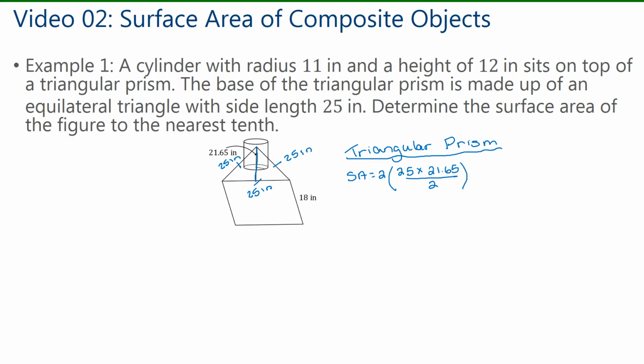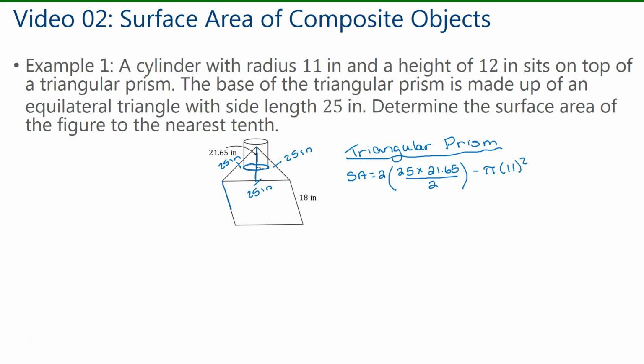Now when we're dealing with composite objects, we need to remember about the overlap. I can't see this part of the triangular prism because the cylinder's in the way. So I'm going to now subtract off that circle. Now the area of a circle is pi r squared, so I'll subtract pi times 11 squared.